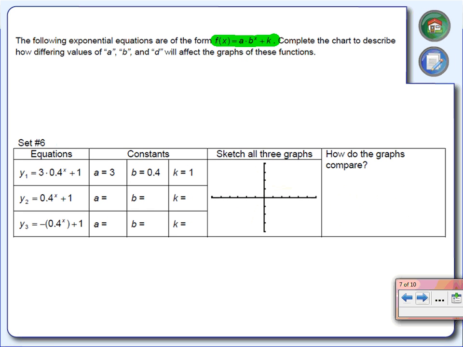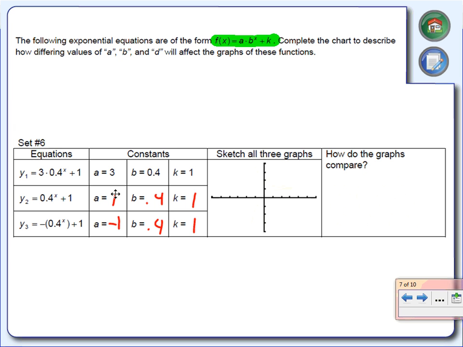So let's take a look at the last set. Of course, the first equation is already given to us. They told us what A, B, and K are. We look at the equation for the second equation. What is our A value? There is one there. You just can't see it. 1. B is our 0.4, and K is a 1. Now be careful on that last one. What is the A value for Y3? Good, -1. Our B value is the 0.4, and our K value is 1.